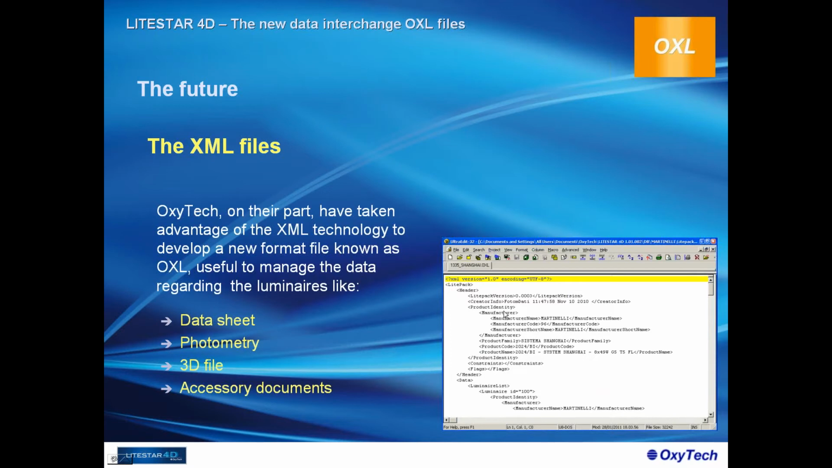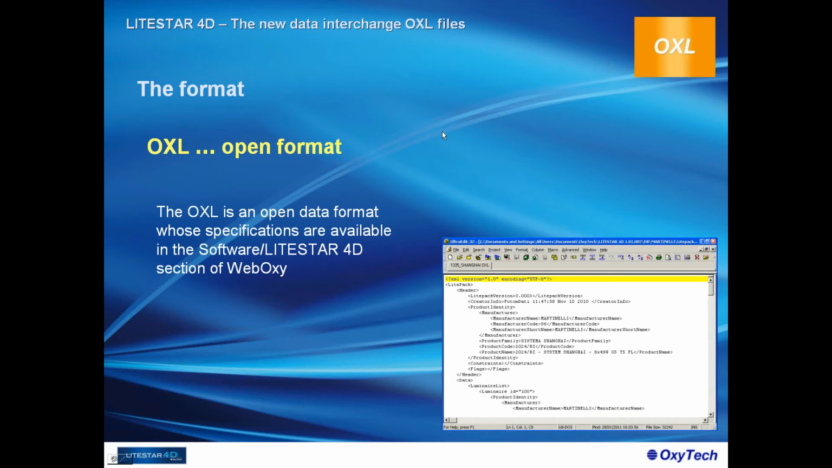In here we have the identity of the manufacturer and of the product, and below here we have all other information like the luminaire, the photometry, the datasheet, the 3D file, and the accessory documents, like could be, for example, PDF files, the instruction leaflet, or whatever, a certification. So you can add to the OXL file all what you really need and have all the information packed at the same file. OXL, open format.